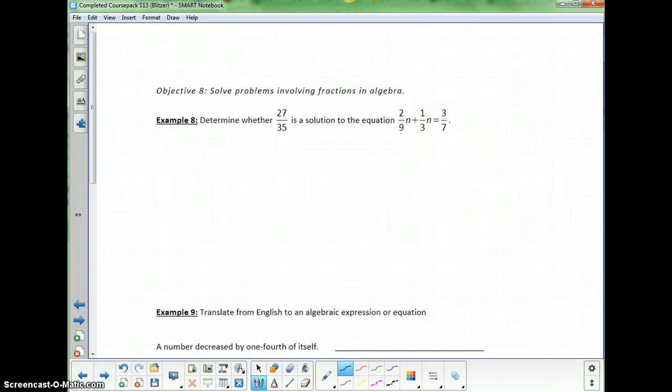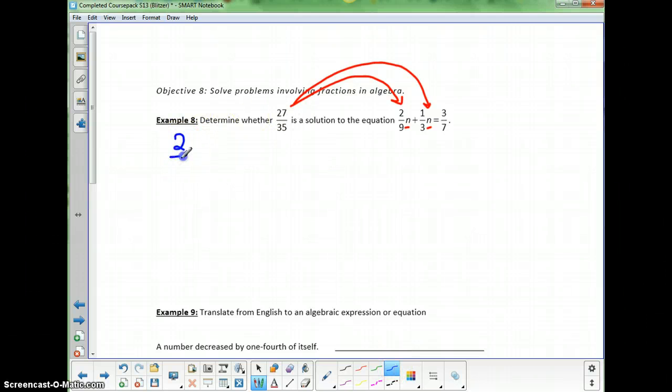Objective 8, solve problems involving fractions in algebra. So I'm going to determine whether 27/35 is a solution to this equation or not. So again, I'm going to plug this in for n. Notice that there are two different n's right here. So I'm going to plug this in for both of those n's, and then I'm going to just see if the result is equal to 3/7 or not.